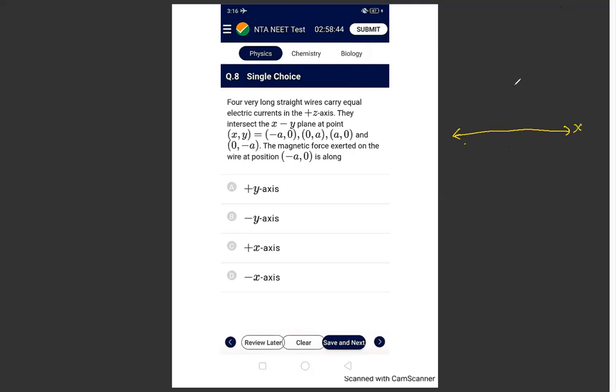This one is our x-axis, this is y-axis, and we have our four current carrying wires like this. They're carrying equal amount of current, let it be I. So their positions are symmetric in all the directions. So it is minus a comma 0.